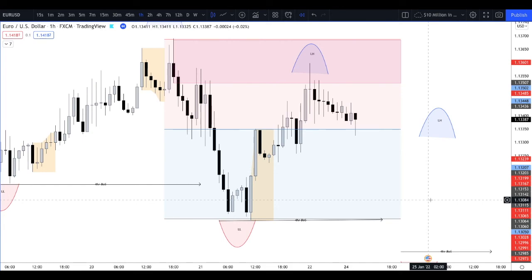Look, so I hope this gave you a good understanding of how we look for buyers and sellers in premium discount with the MTF, the multiple time frame analysis.